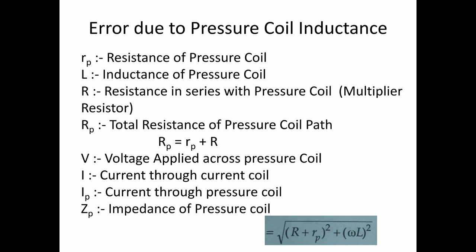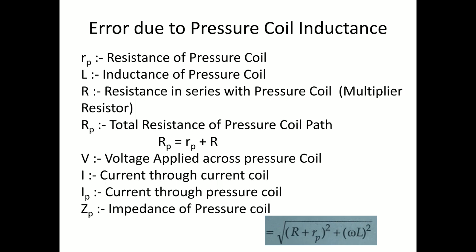Then capital I indicates the current flowing through current coil in ampere. Capital I suffix P indicates current flowing through pressure coil, again in ampere. And capital Z suffix P indicates the impedance of pressure coil. From the knowledge of your network theory, you know that impedance is nothing but a combination of resistance and reactance. And here we have reactance of inductive nature.